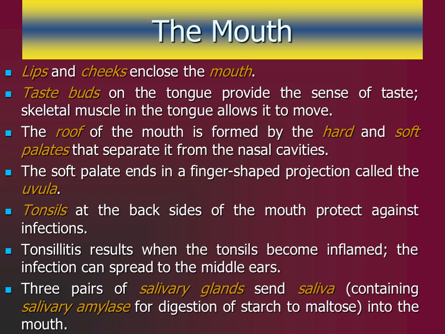Extrinsic muscles originate outside the tongue and insert into it, moving the tongue from side to side and in and out to manipulate food. Intrinsic muscles originate and insert within the tongue, altering the size and shape of the tongue for speech and swallowing. The upper surface and sides of the tongue are covered with papillae, which are projections of the lamina propria covered with epithelium. They produce a rough surface of the tongue.